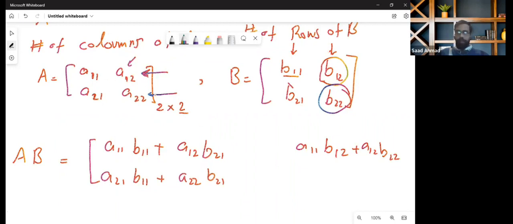Now we're done with this. Again, for the second row, we pick the second row and multiply it with the second column, similarly. So A21 times B12, and then plus A22 and B22. Okay, like this.